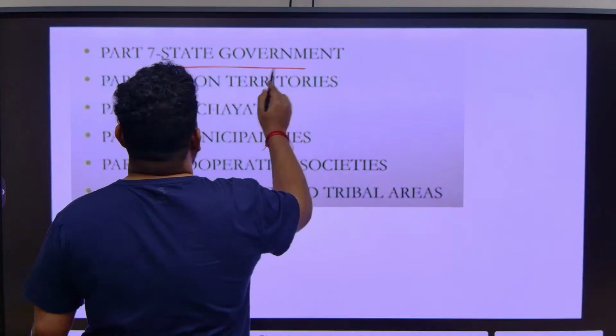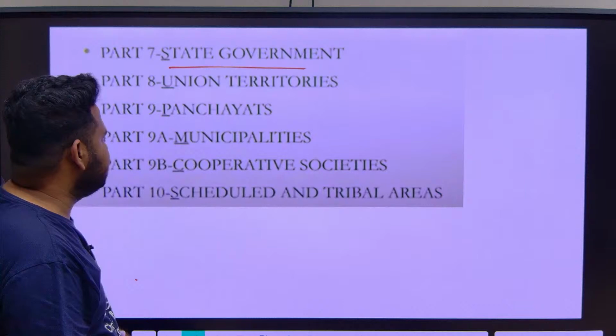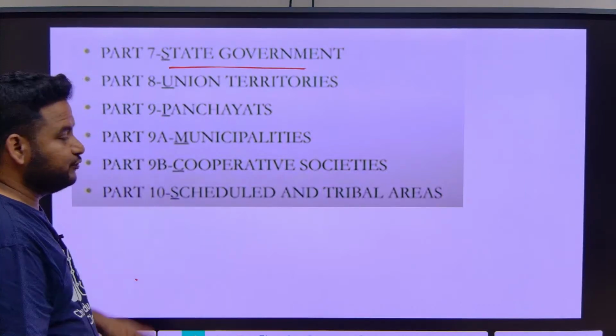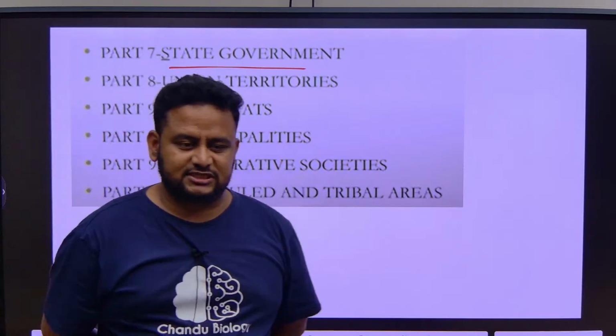As you can see, part 6. So, part 6 is union government, part 7 is state government. Okay, part 7 is state government. Now, part 8, union territories. First of all, I should have asked this question at the beginning itself.